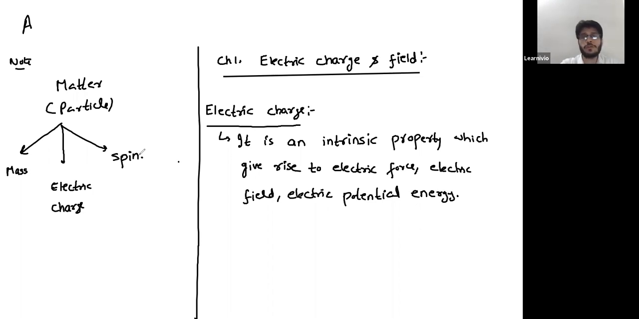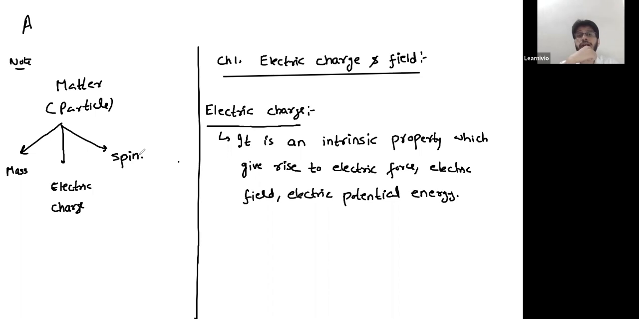Now, if you're saying that something is a particle, then it should have at least one property out of these. It should either have mass, or it can have electric charge, or it can have spin, or it can have all three properties. But it should at least have one of them. It is possible that a particle has all three properties.